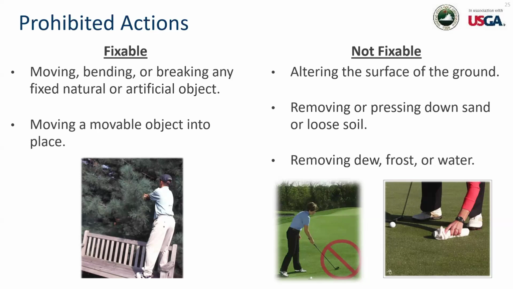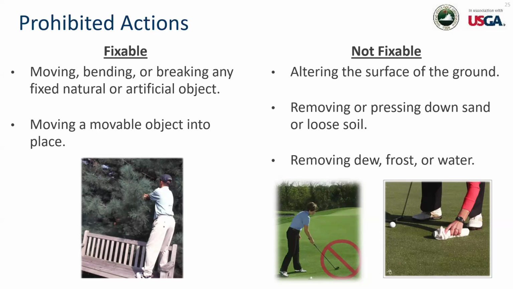Now over to the fixable column. This is you're able to put the object back in its same position to avoid the penalty. So moving, bending, or breaking any fixed natural object, hooking a tree branch around your arm, you realize that that's not allowed. You're going to be able to back away and allow that tree branch to return to its normal position.